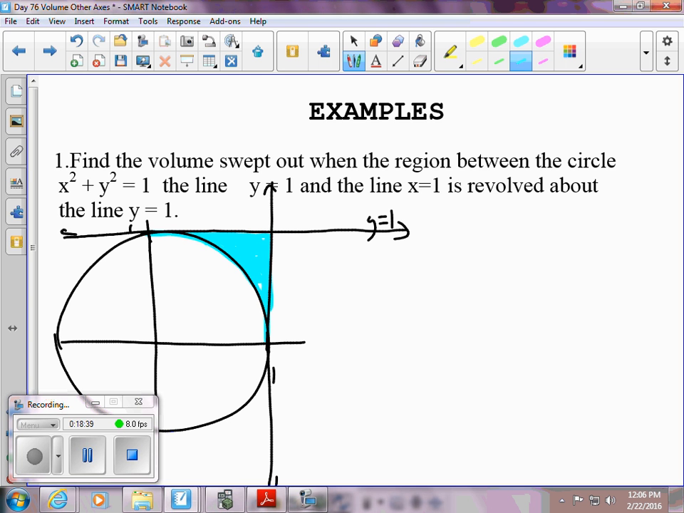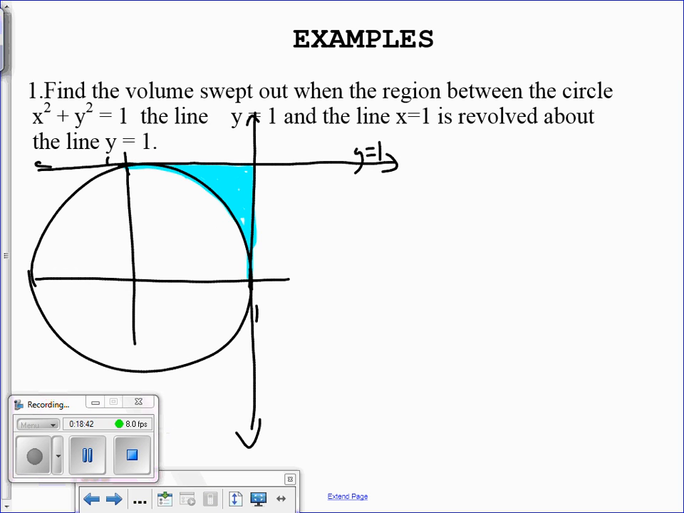And then we are going to revolve this, sorry, about the line y equals 1. We're going to take this region and revolve it about the line y equals 1. Can you picture it? What's it going to look like?